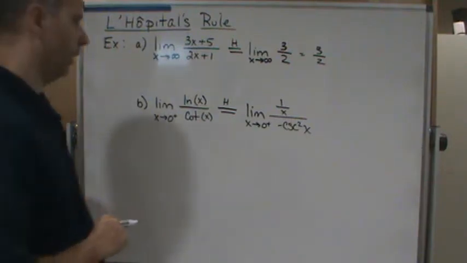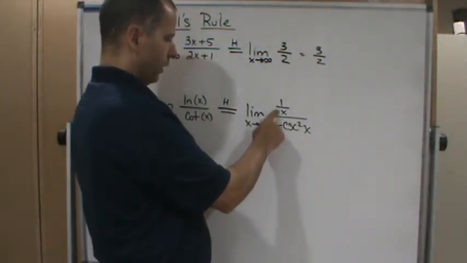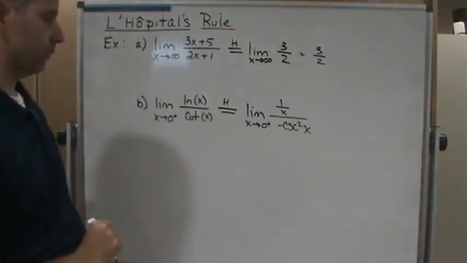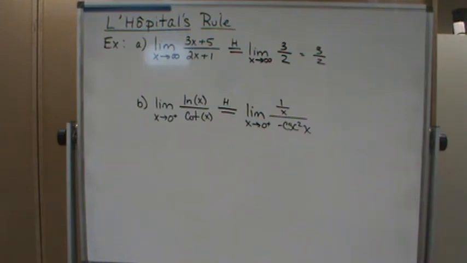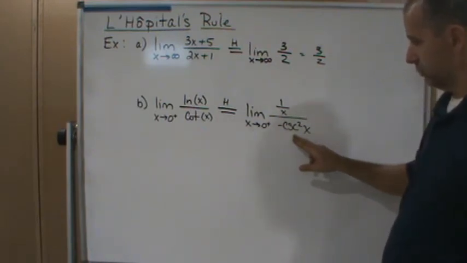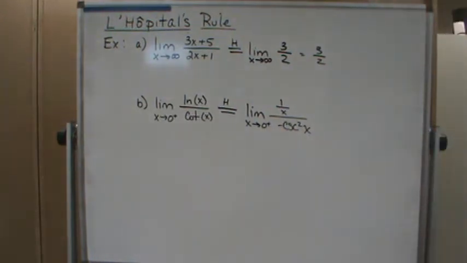Okay, now, what happens if I approach 0 from the right on this one? Well, this goes to infinity. And what happens to cosecant squared? Well, this is 1 over sine squared, right? So 1 over sine squared, well, sine, as x goes to 0, is going to 0, so this is going to infinity as well. So we get the indeterminate form again. Okay?